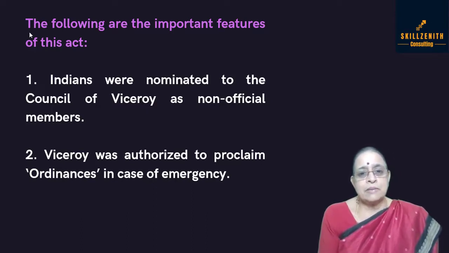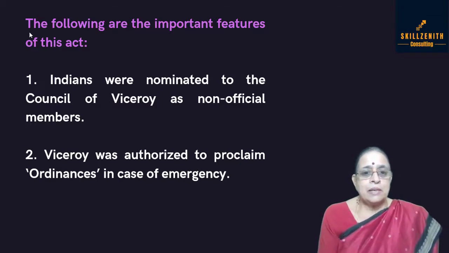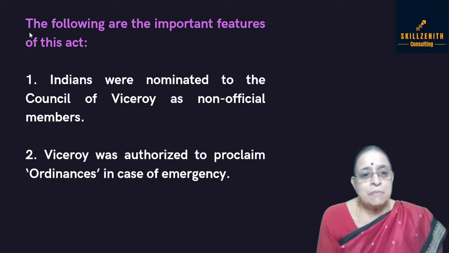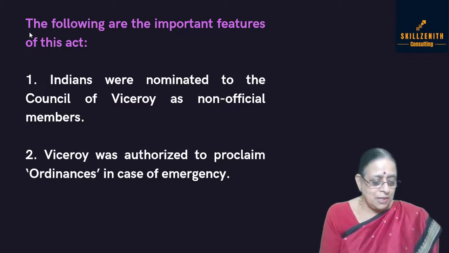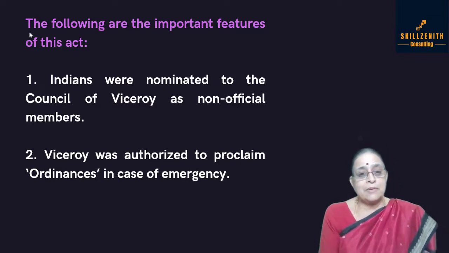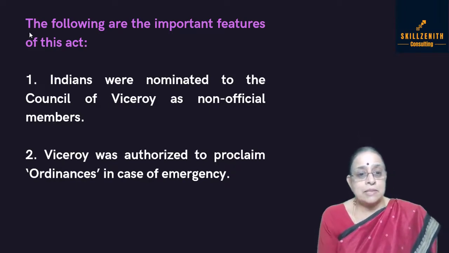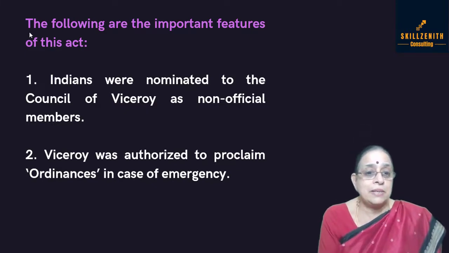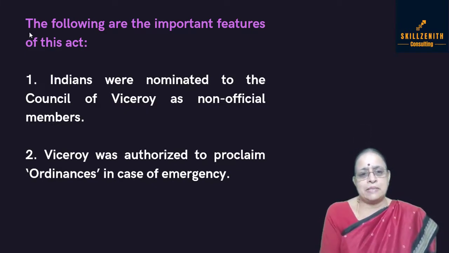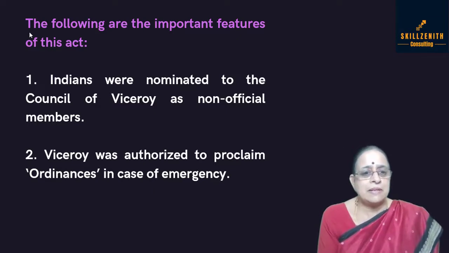The Viceroy was authorized to proclaim ordinances in case of emergency. Authorized means given the power to proclaim, to declare ordinances in case of emergency. Ordinances are laws given for necessary authoritative direction. When there was an emergency, he could not wait for the Britain government to pass the policy, because Britain was very far from India. So in case of some emergencies, the Viceroy was vested with the power of passing ordinances or laws.